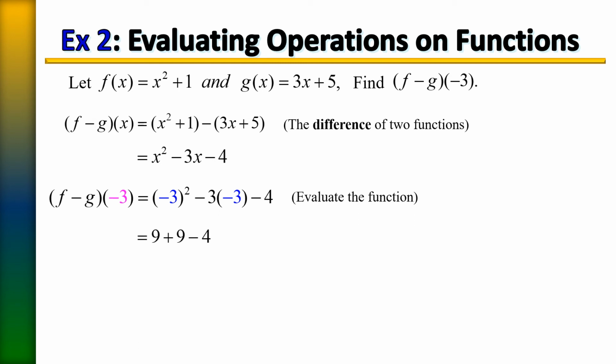Next, we're going to have 9 plus 9, which is 18, and then 18 take away 4 is going to give us 14 as our output. So f minus g of negative 3 then will equal 14.